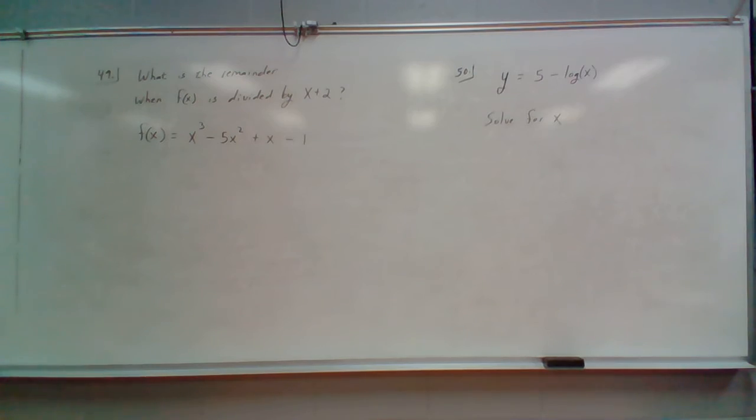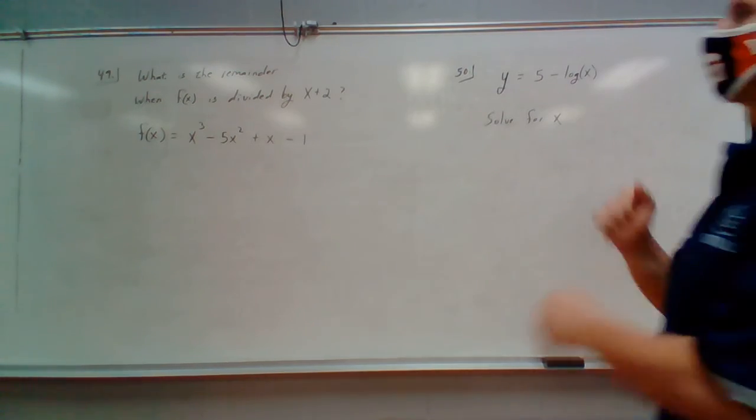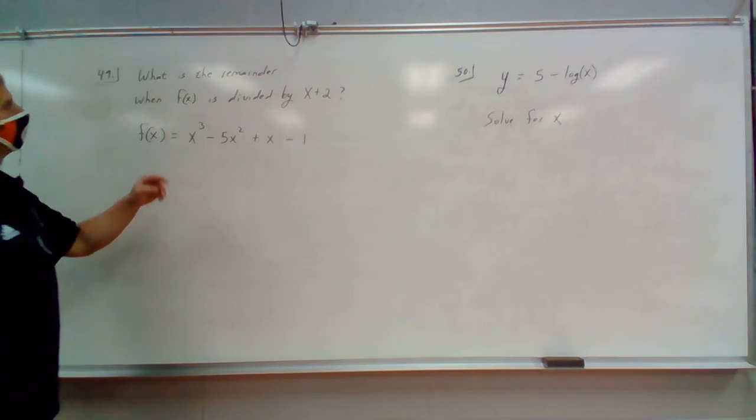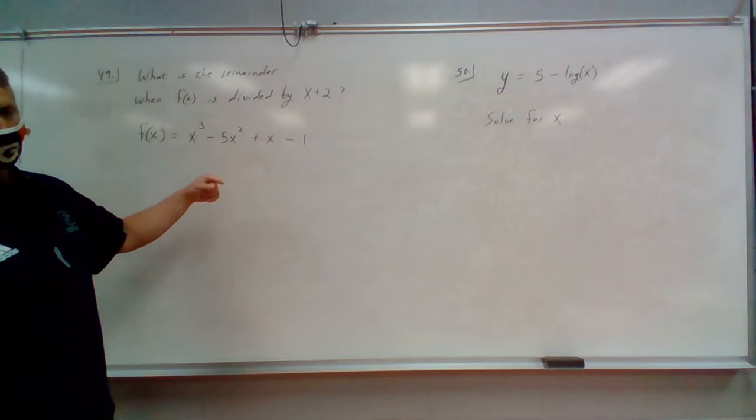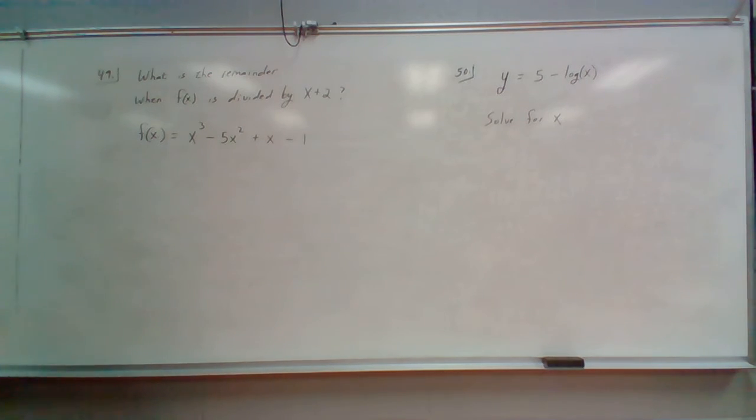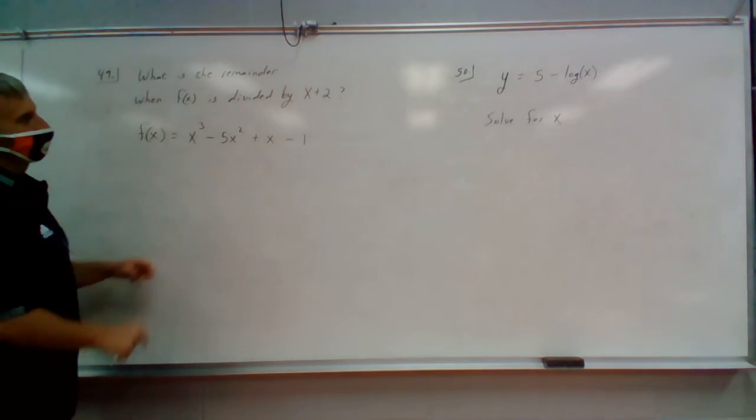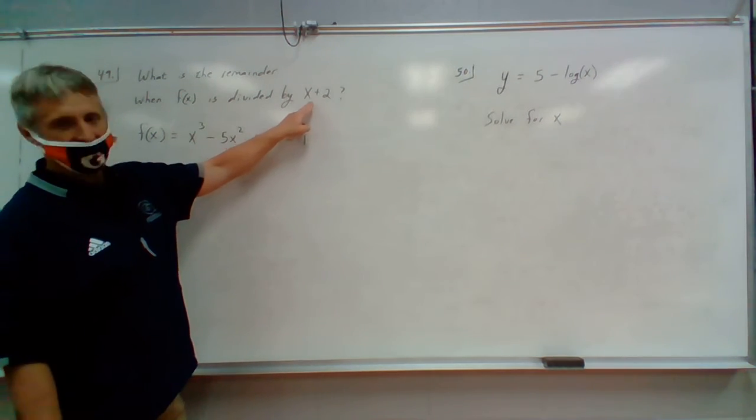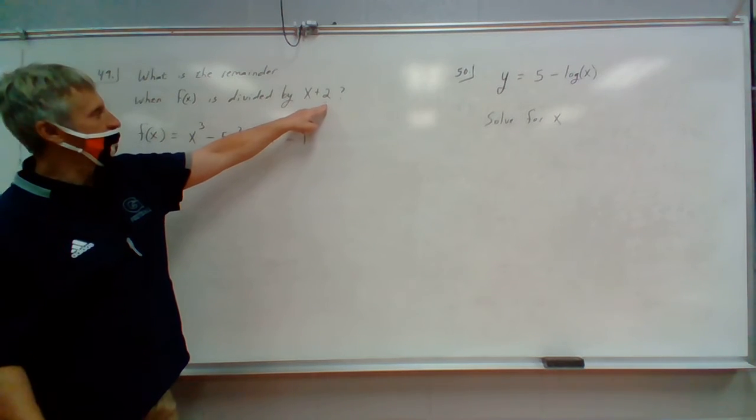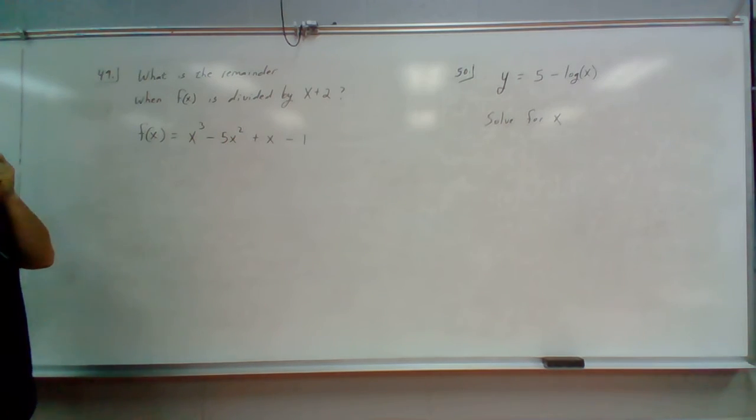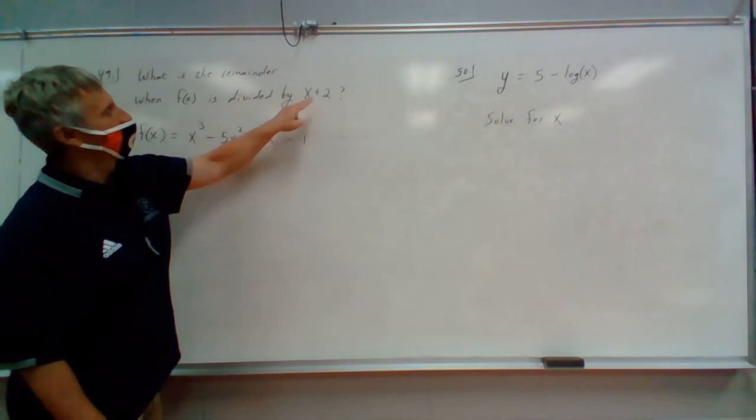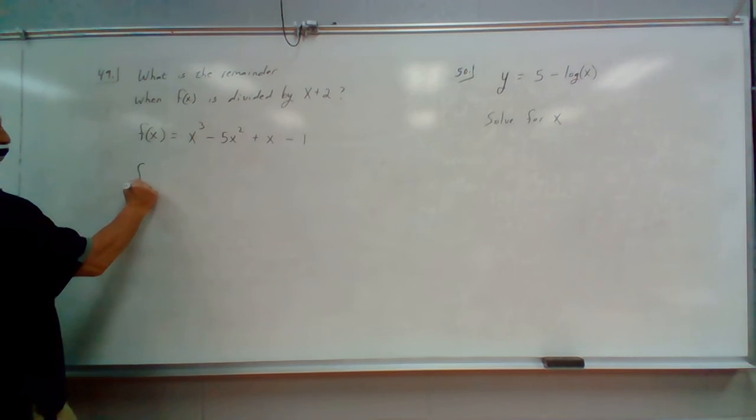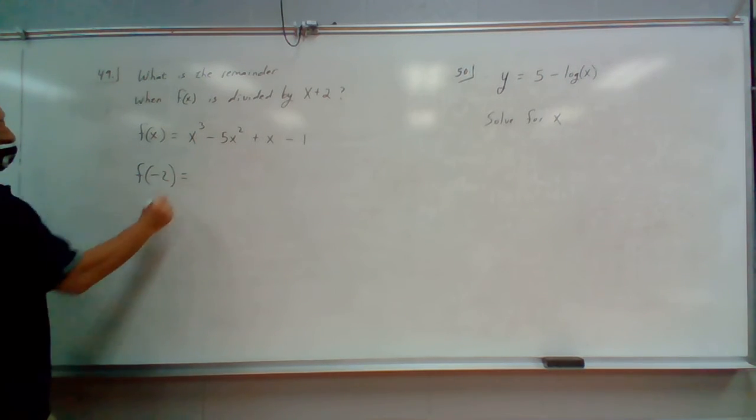All right, try these two. All right, so what is the remainder when f of x is divided by x plus 2? So one thing you could do is just do long division and divide this all by x plus 2 and see what the remainder is. But remember, we have the remainder theorem that says if you divide a polynomial by x minus a number, then all you have to do is plug that number into the function to see what the remainder is. So here I'm dividing by x minus negative 2. So all I need to do is plug negative 2 into this function, and I'll know what the remainder is.